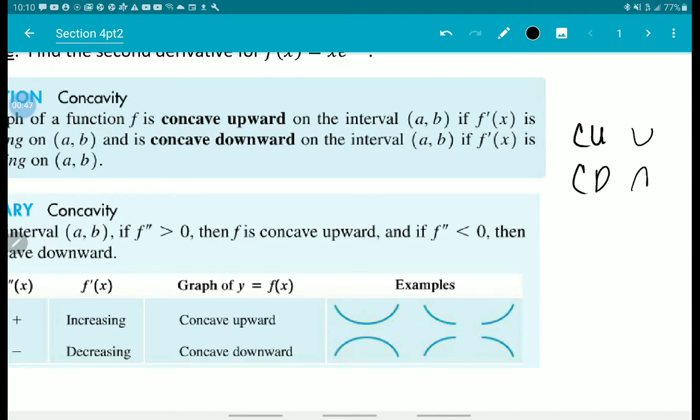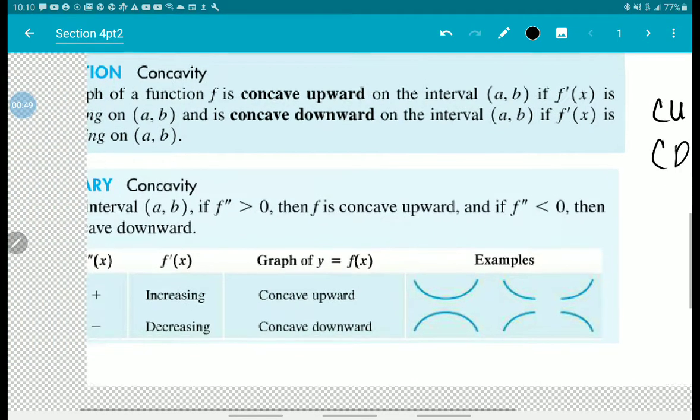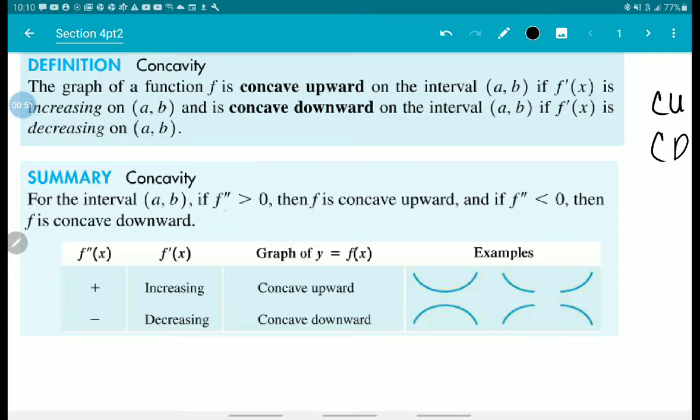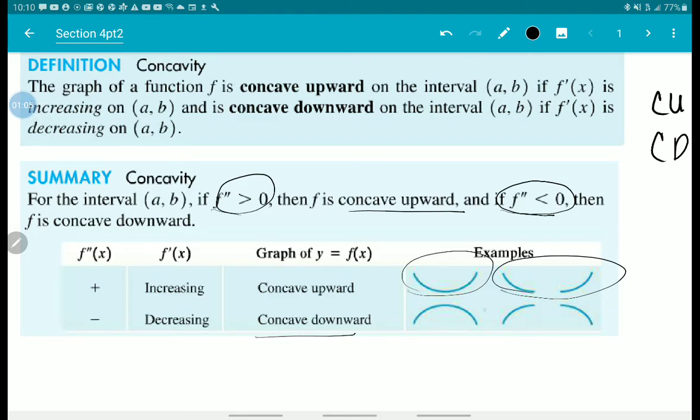Now, we can determine whether we're concave up or concave down by looking at the second derivative. If f double prime of x is positive, then we're going to be concave up, so we're going to look something like this. And if that second derivative is negative, then we're going to be concave down, which is going to look like this. So we can think about everything in relation to the graphs of f double prime of x, f prime of x, and the graph of y equals f of x.